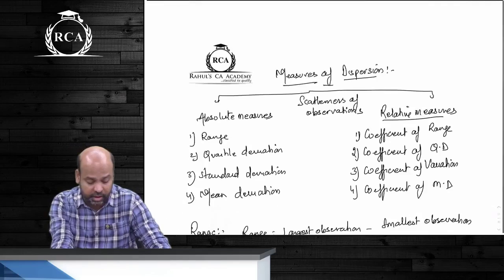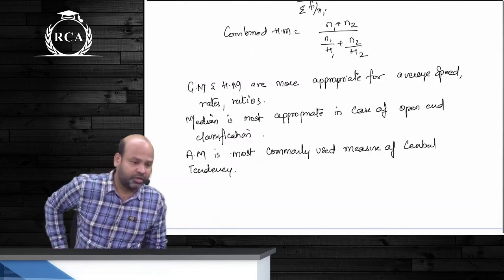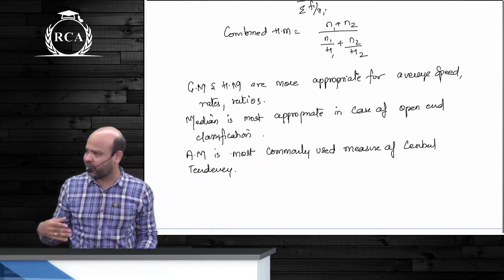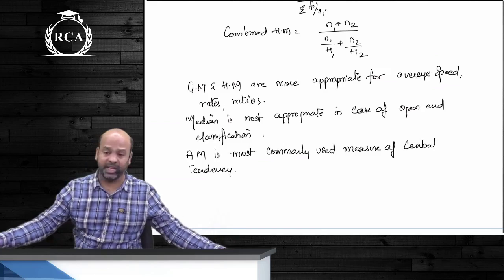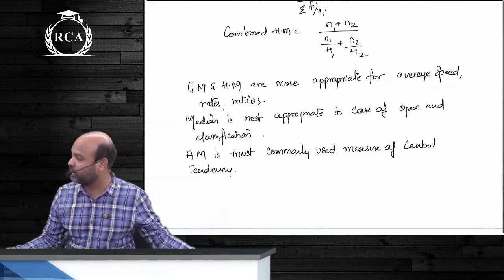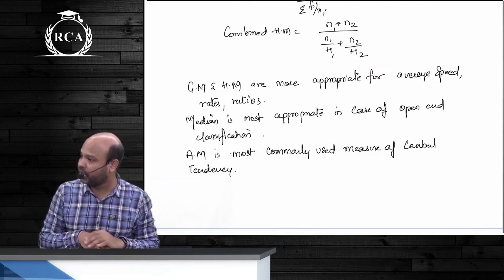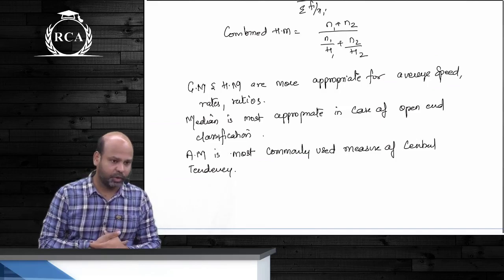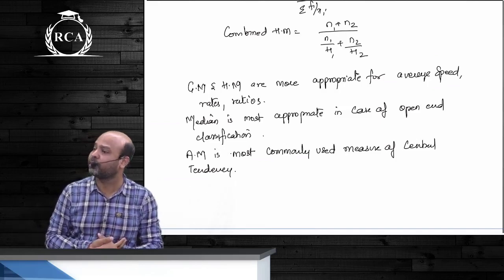What is the list of ideal criteria, guys? It should be based on all the observations. It should be easy to comprehend, beta, simple to calculate. It should have mathematical properties. It should not be affected by extreme observations. Now mean, beta, is satisfying all the properties except that mean is affected by extreme observations, because you take all the observations into consideration, guys. Extreme observations is going to impact your mean.